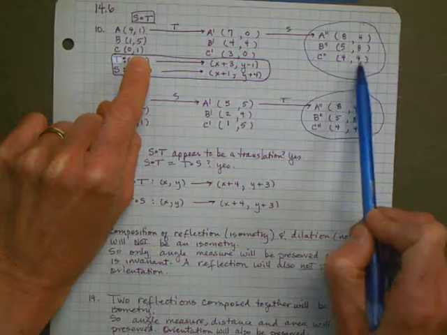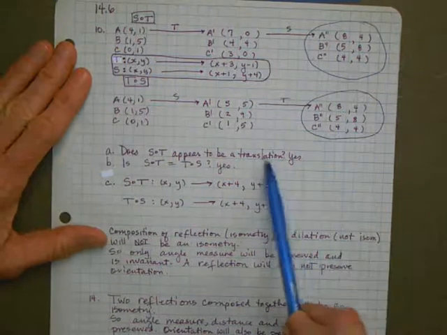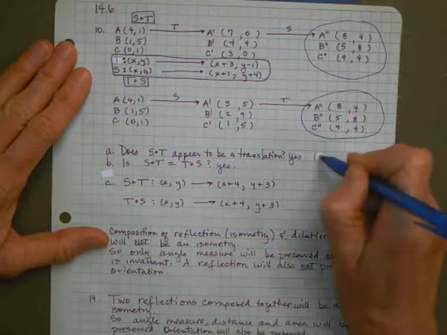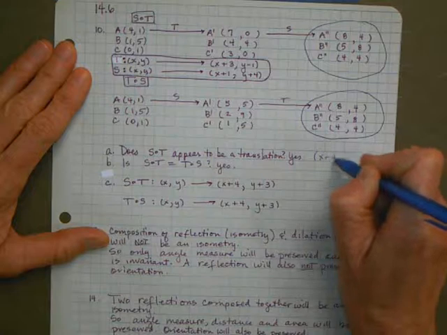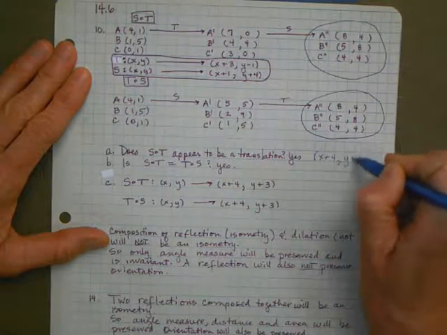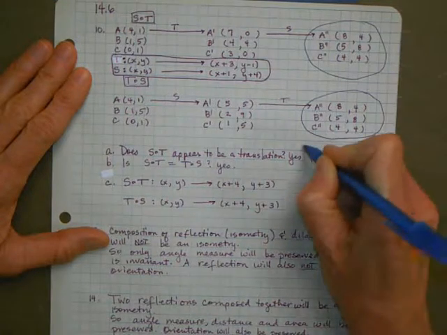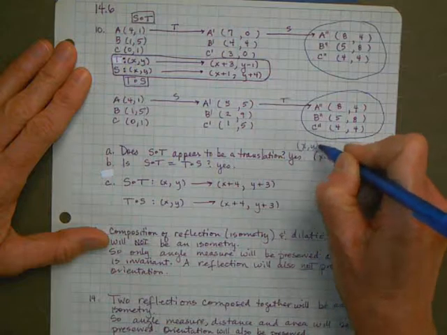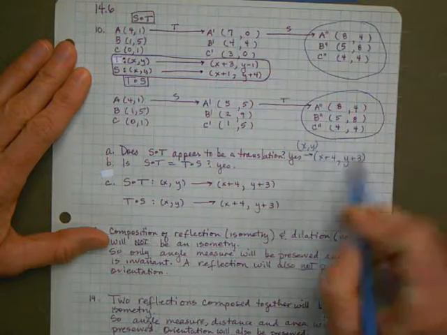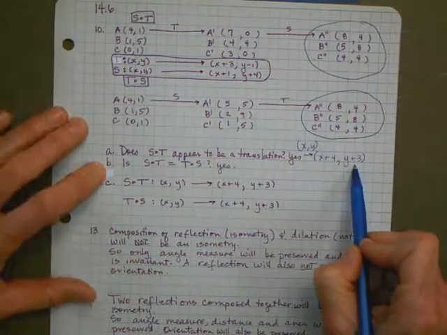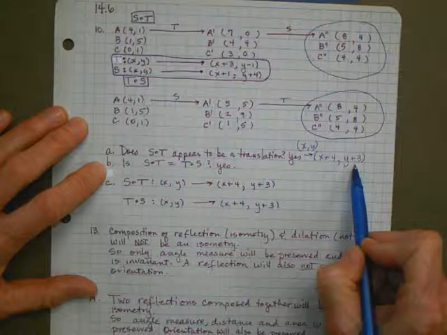1 plus 3 is 4. So it does appear to be a translation, and the translation is this. We said it was x plus 4 and y plus 3. So this composition of functions takes (x, y) to (x plus 4, y plus 3). All right, that's part A.